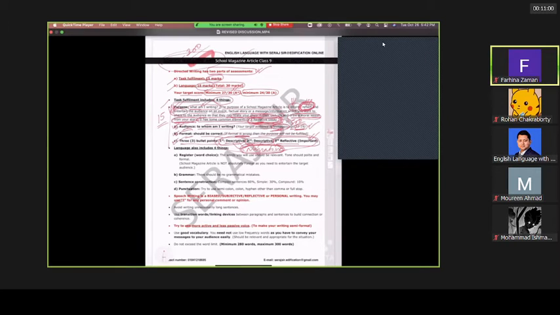Now let's talk about language, another category, and for this category also you will be rewarded 15 marks. The first thing is register or word choice. Remember, the words you use should be relevant, and as you know, your target audience is teenagers, not professors, so your word choice should be relevant for teenagers.